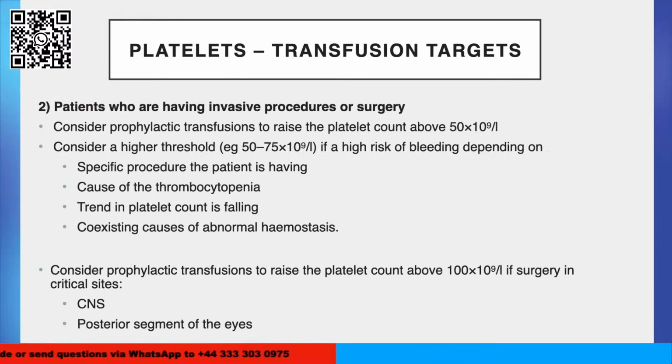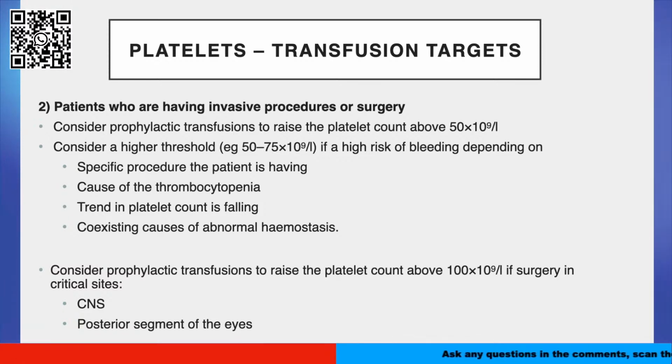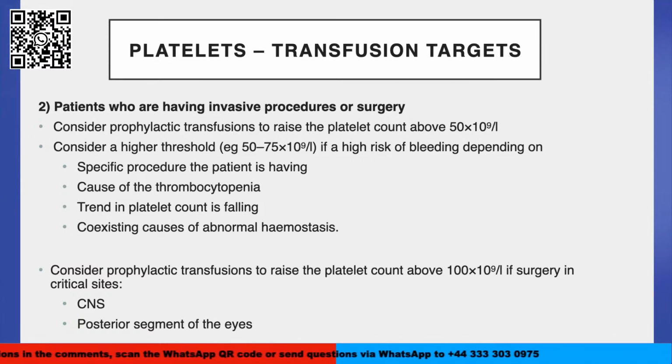Patients who are having invasive procedures or surgery, you might consider giving them a prophylactic transfusion to raise their platelet count above 50, and you might consider a higher threshold, for example 75, if they have a higher risk of bleeding. But this will depend on the specific procedure the patient's having, the cause of their thrombocytopenia, the trend in their platelet count, so whether it has suddenly fallen over hours to days or whether it's been low for months, and coexisting causes of abnormal hemostasis.